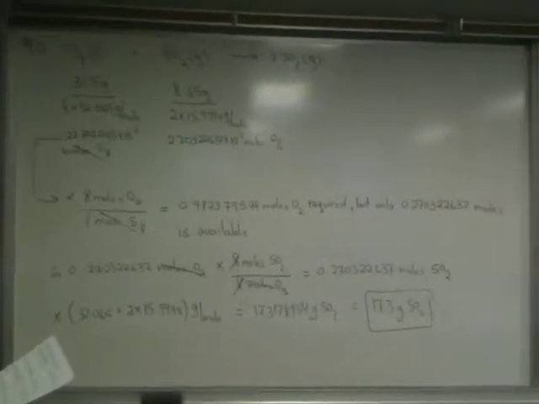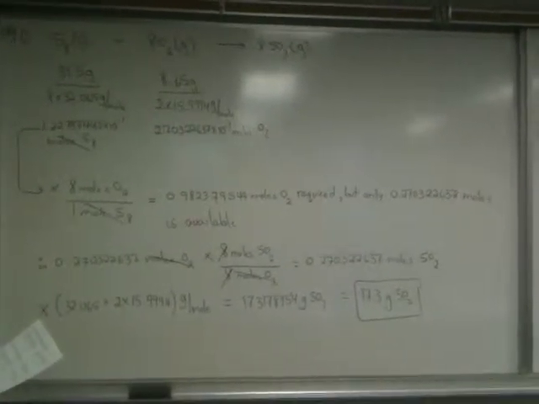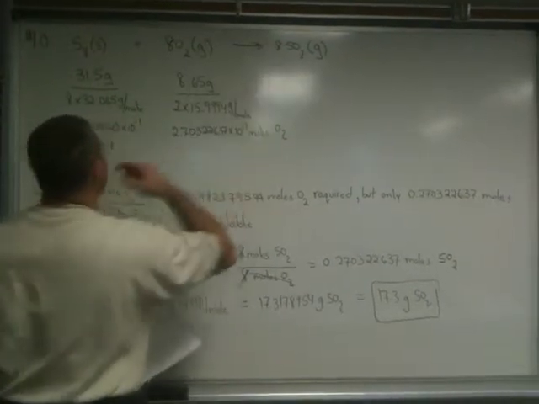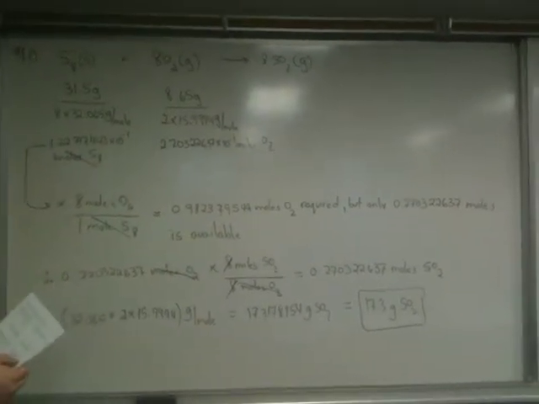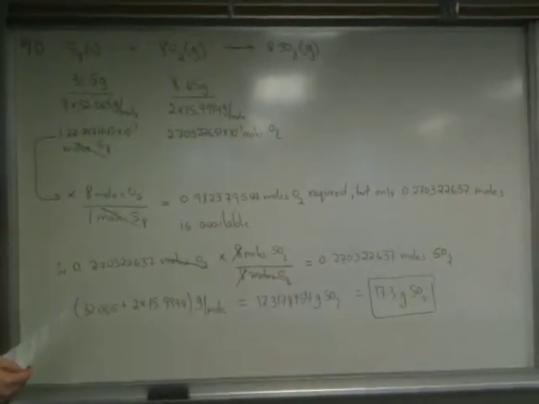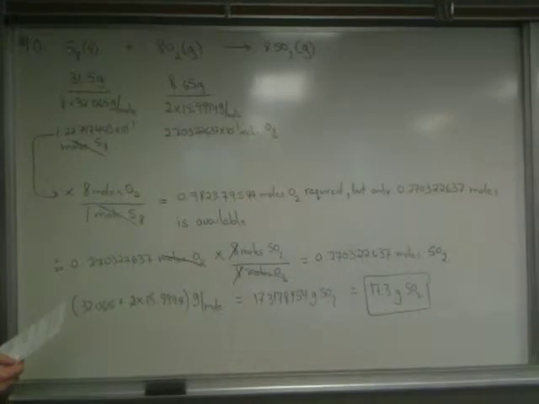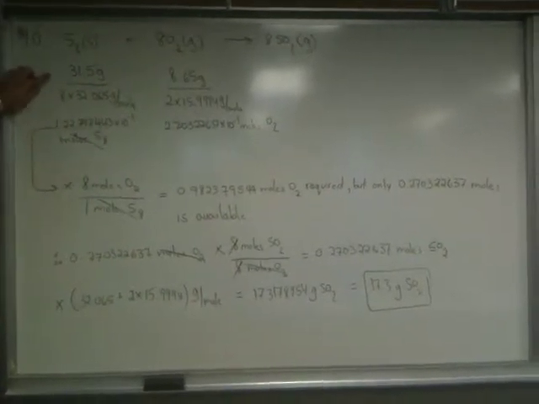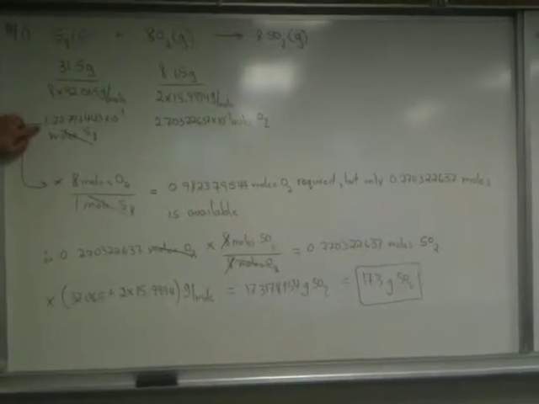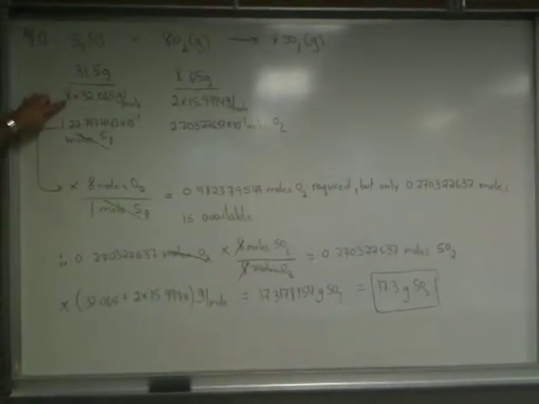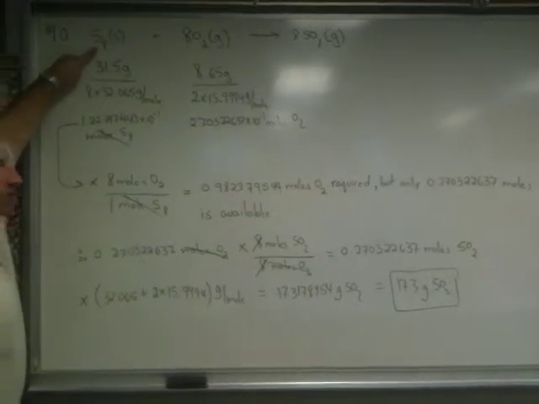Question number 10: what mass of SO2, sulfur dioxide, is produced from the reaction between 31.5 grams of elemental sulfur and 8.65 grams of oxygen? We go through the normal procedure for finding the number of moles of sulfur. We don't forget to multiply the molar mass by 8, because naturally occurring sulfur is S8.